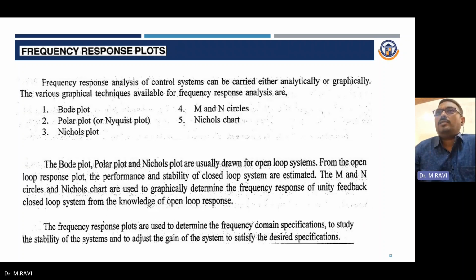Frequency response plots are the Bode plot, polar plot, Nichols plot, M and N circles, and Nichols chart. The frequency response plots are used to determine the frequency domain specifications, to study the stability of the system, and to adjust the gain of the system to satisfy the desired specification.